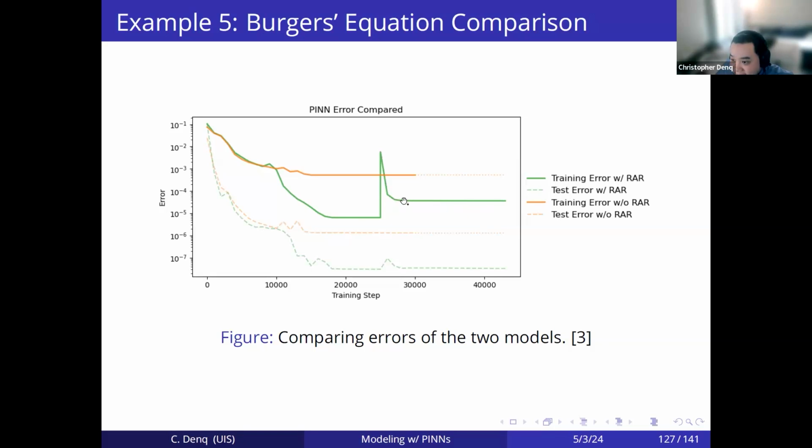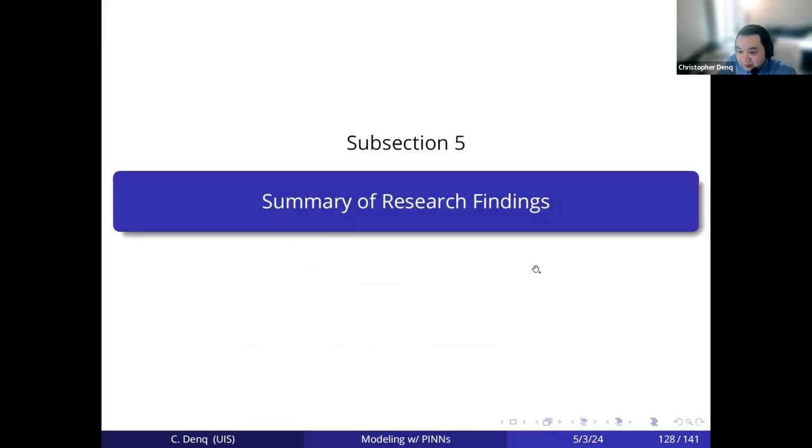So here in the training, which is the solid line, the PINNs with R&R does much better than the PINNs that is just a normal PINNs. And the same thing happens in testing. So it seems like, indeed, the R&R technique does improve upon the PINNs architecture. This is just some sort of small advantage that we have in making PINNs just a little bit better.